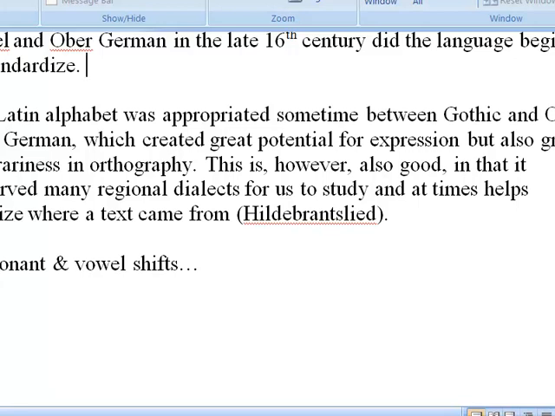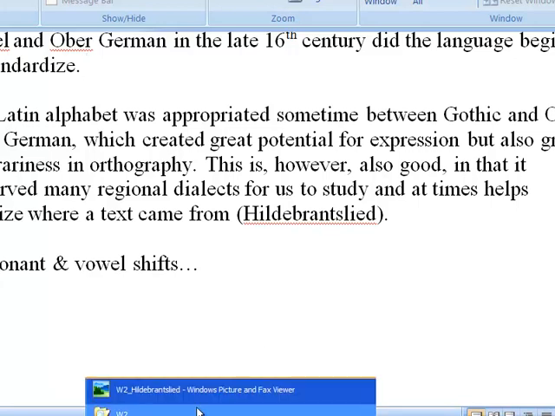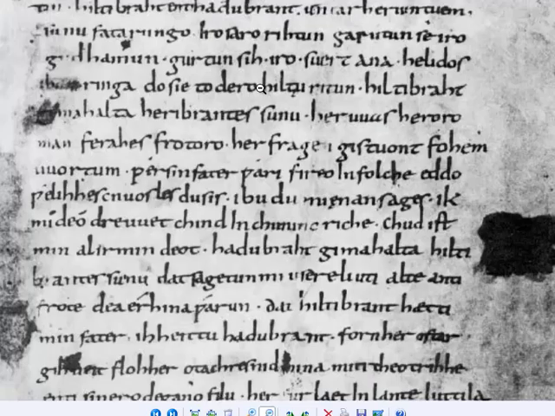If you see "ik" written in the text, you know that was written somewhere in the northern part of Germany, in Lower German. One example of this mixture is a text called the Hildebrandslied, which is from around 900 AD. And this is the first page of it.